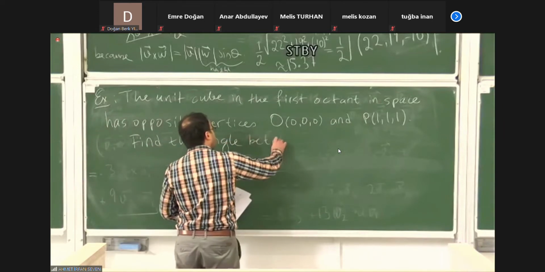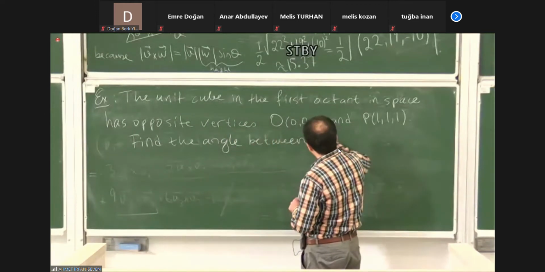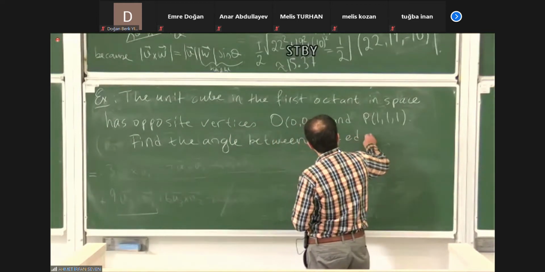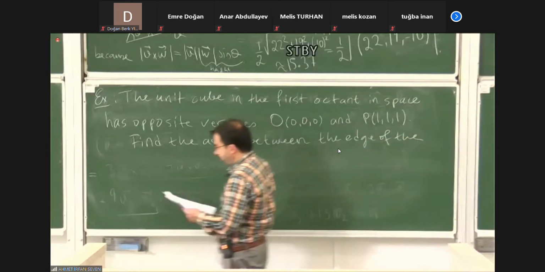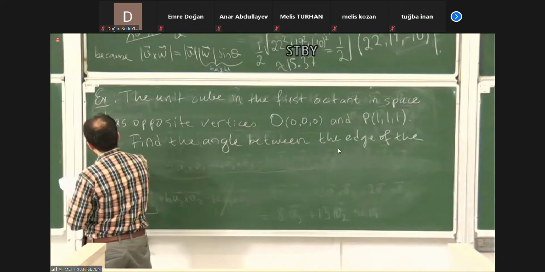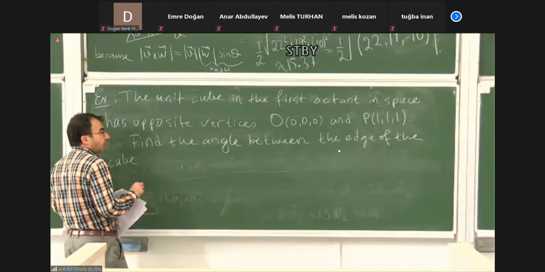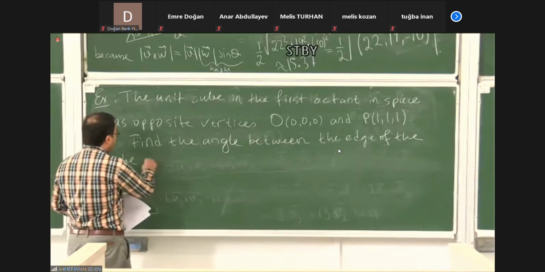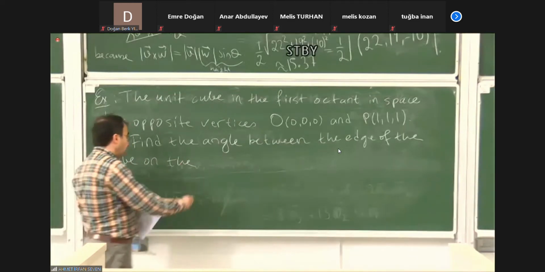between the edge of the cube, which one? The one on the x-axis.